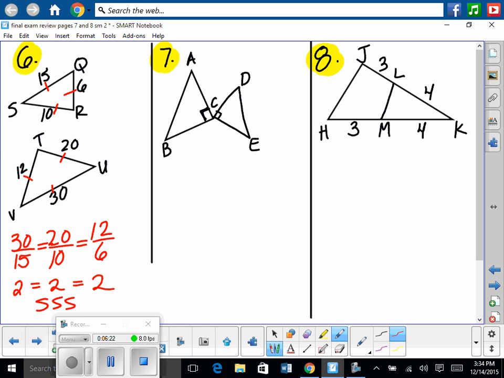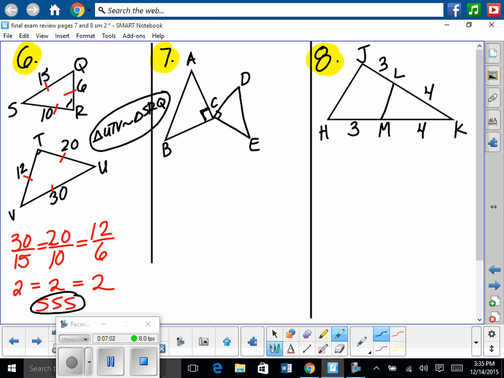So now we have to write a similarity statement. So I'm going to say triangle, and I'm going to go UTV. So UTV is similar to, U was between the largest side and the medium side. So between the largest side and the medium side on this one would be S. So triangle S. And then what came next was T. So T is between the smallest side and the medium side. So between the smallest side and medium side is R. So SR, and it must be Q. So that's part of my answer, and then by side. You got to answer both.